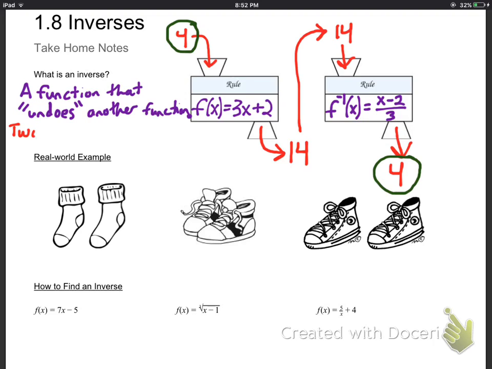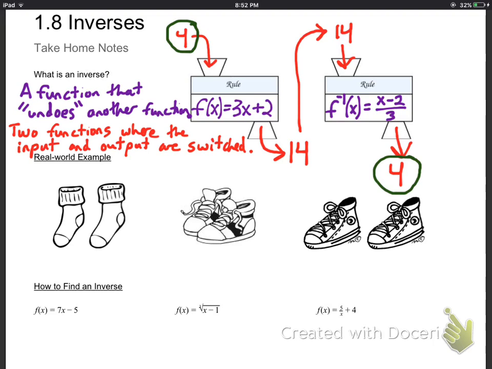Another way to look at that is two functions are inverses of each other if you can switch the input and outputs, okay? So the input of one is the output of the other, and vice versa, alright? Let me use a real-world example to explain one little trick when finding the inverse, alright?